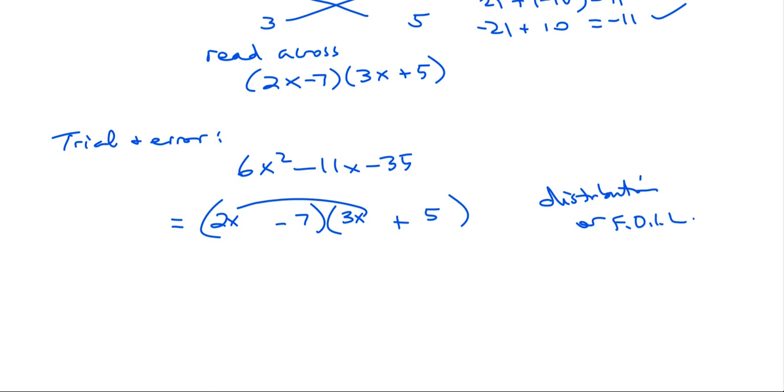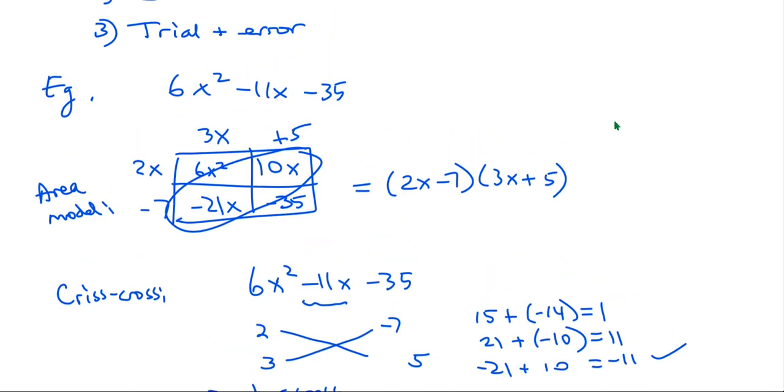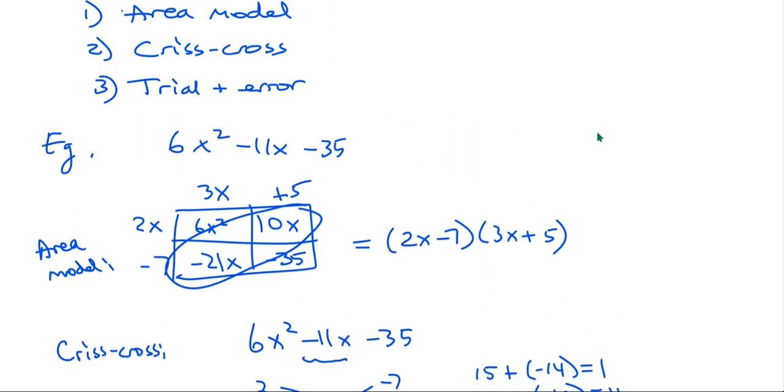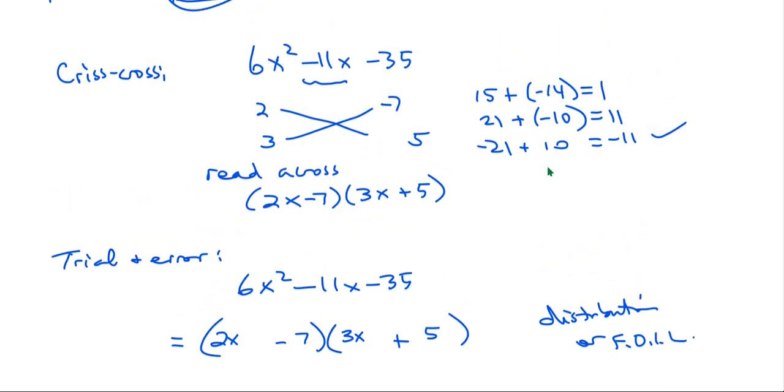Okay? And so what do these three things have in common? They all require trial and error, right? They're all written differently, but they all require trying numbers to see what gives you that middle term. Okay, and you are welcome to use any of these methods for factoring, including the method of decomposition.